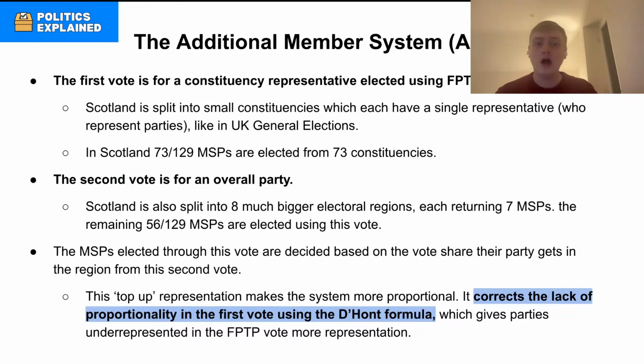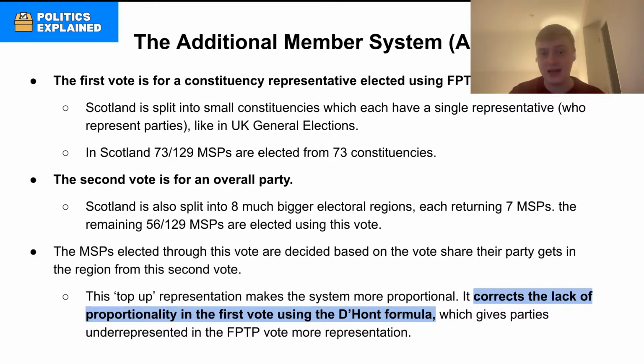And in Scotland, there's 129 MSPs, members of Scottish Parliament in particular, in total. And 73 of them have constituencies, effectively. So 73 of the MSPs are elected just like in the UK, just like first past the post, where they each represent a constituency. And from that first vote, that's how they're elected, through whoever gets that plurality within the constituency. But crucially, what the additional member system adds is that there's a second vote for an overall party.